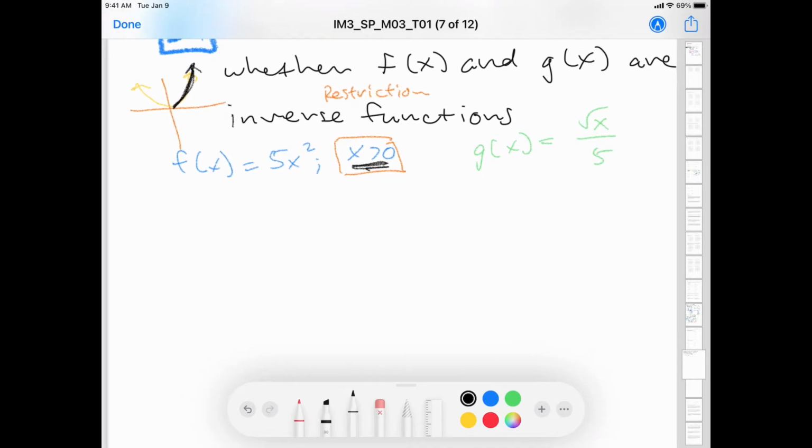All right, so I'm going to take all of this and put it for every x value.